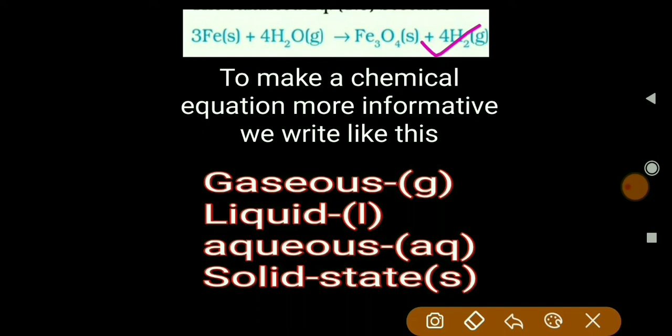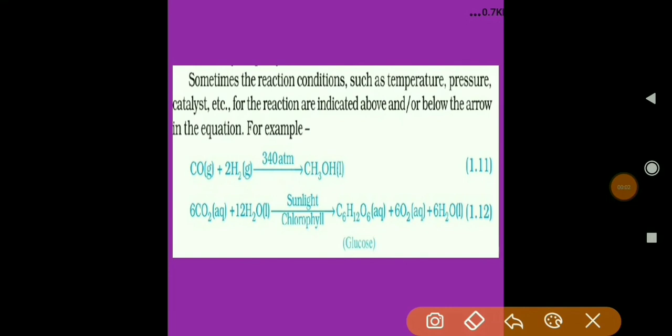Then what are those physical states? The gaseous, liquid, aqueous and solid states of reactants and products are represented by the notations: gaseous in brackets G, liquid in brackets L, aqueous in brackets AQ, and the solid state in brackets S. Sometimes the reaction conditions such as temperature, pressure, catalyst, etc. for the reaction are indicated above and below the arrow in the equation.